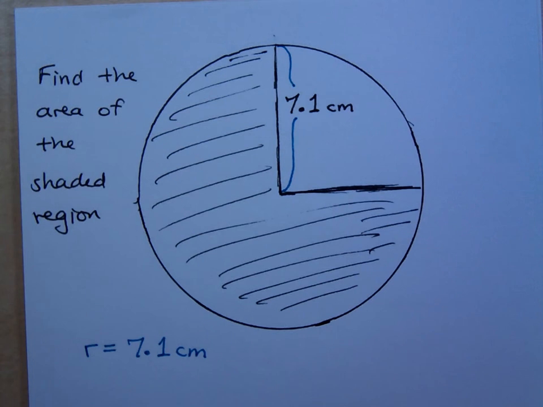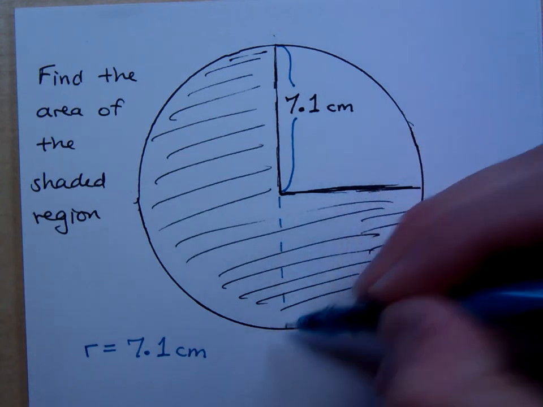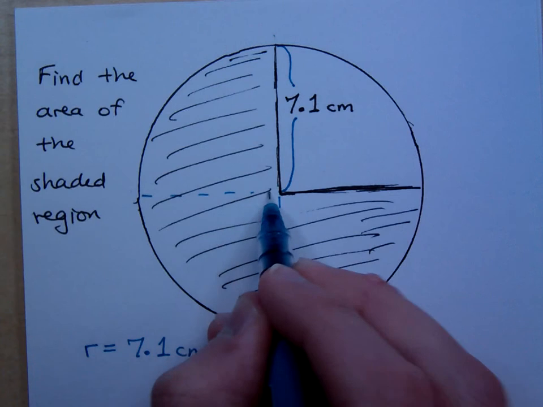Now, if I asked you to find the area of the shaded region, is the shaded region that of the whole circle? No. But that's okay because we've talked about fractions. What portion of the circle do we have shaded? What would you estimate this to be? It looks like this is about 3/4 of a circle, right?